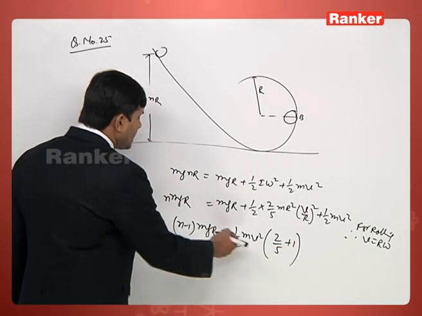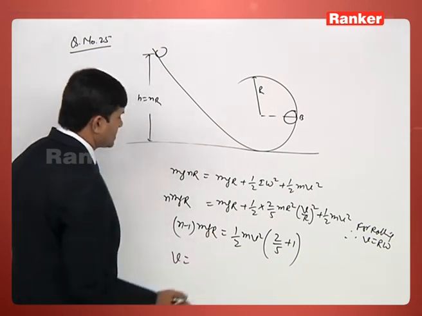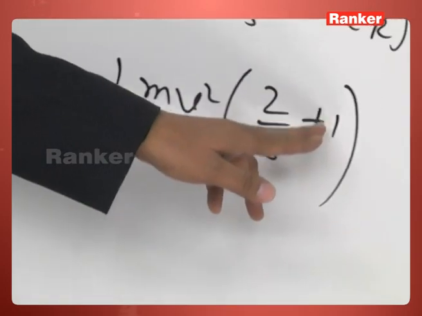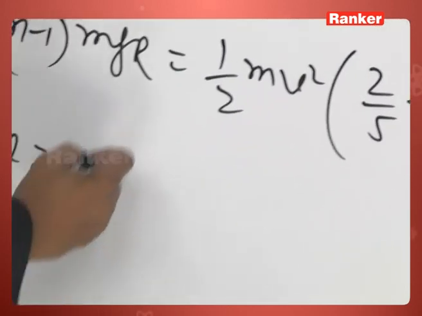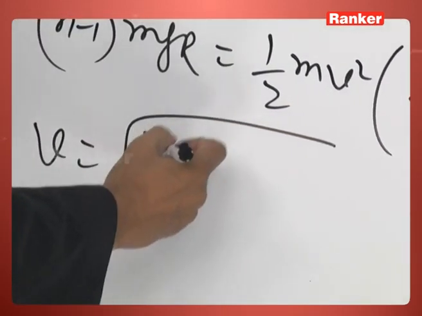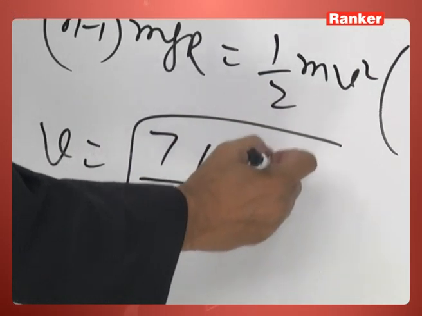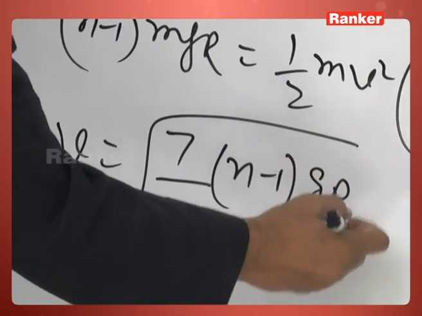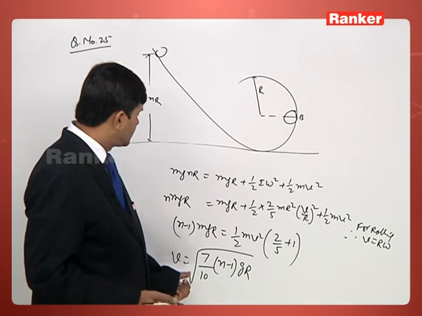So m and m cancel here. So v is equal to, check it here, 7 by 5. This is your 7 by 5, 7 by 10. So v is equal to root over 7 by 10 n minus 1, m and m cancel, g into r. This is our option here.